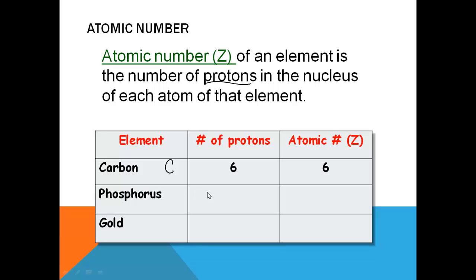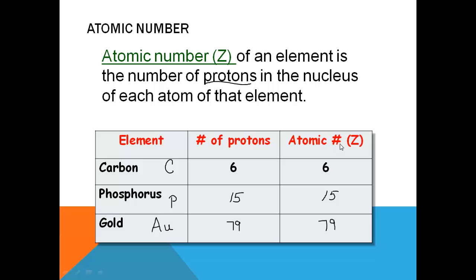If you look at phosphorus on the periodic table, phosphorus is element number 15. That means it has 15 protons in its nucleus. Phosphorus is abbreviated P, just in case you're having trouble finding it. Gold is abbreviated AU. And if you look, gold is element number 79. Means its atomic number is 79. The number of protons is 79.